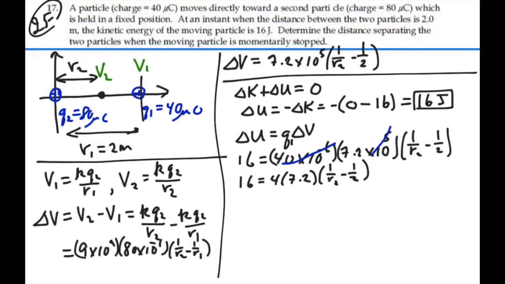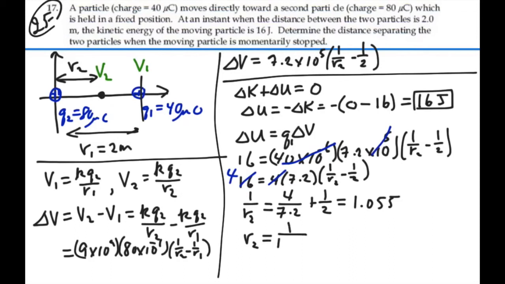We need to solve this for R2. Let's get rid of a 4 on both sides. And so I have 1 over R2 is equal to 4 divided by 7.2 plus 1/2. And that's equal to 1.055. So R2 would be the inverse of that. So R2 is going to equal 1 over 1.055, and that's equal to 0.947 meters.